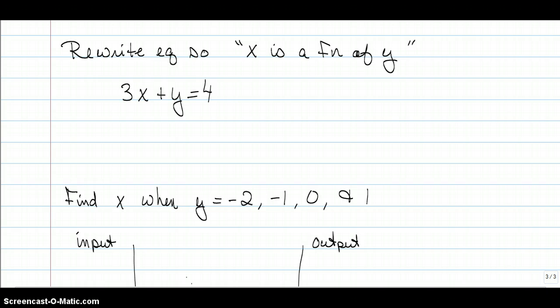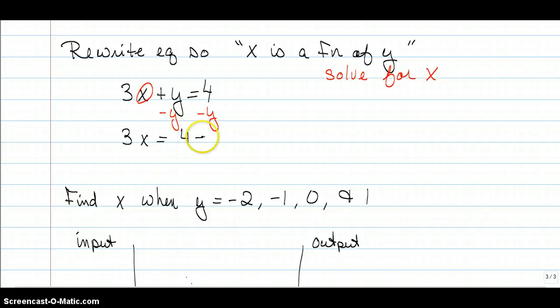Okay, now our directions say to rewrite the equation so that x is a function of y. So remember, this is just the fancy math way of saying, hey, I want you to solve for x. So now my goal is to get x by itself. Well, I'm going to subtract y from both sides. So now I have 3x is equal to 4 minus y. Going to divide both sides by 3. So my final answer is x is equal to 4 minus y all over 3.